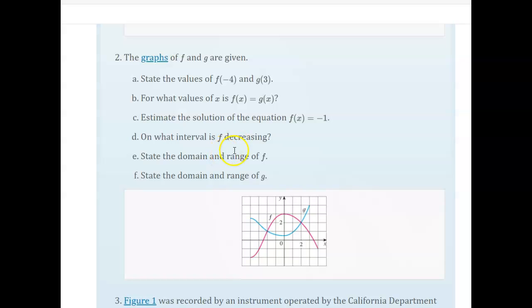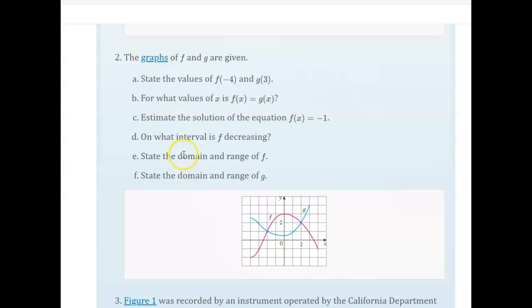State the domain and range of f. Well, the domain is the x and the range is the y. They're in alphabetical order. I had some trouble remembering which was which when I first learned it. But also, the domain is like the plane, so that's horizontal, and the range is like mountain ranges, for the y.